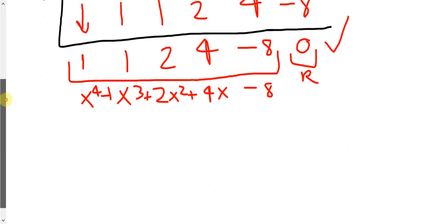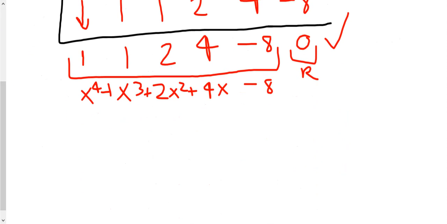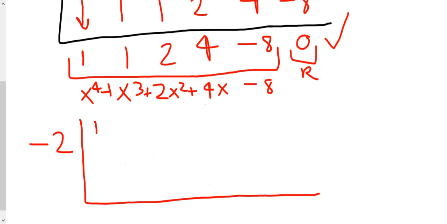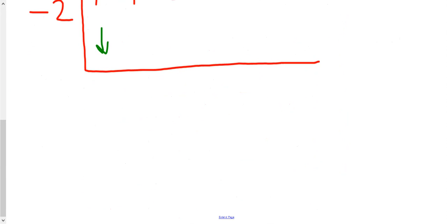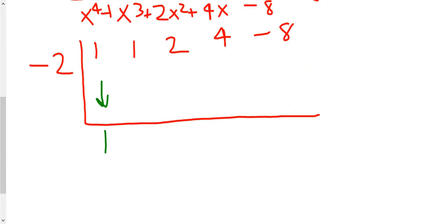So for this one, rewriting what we have up here, I'm going to use a -2 and list all of my coefficients. 1 from the x to the fourth, 1 from the x to the third, 2 from my x squared, 4 from my x, and my constant -8. From here I bring down my +1, and now I'm multiplying and adding.